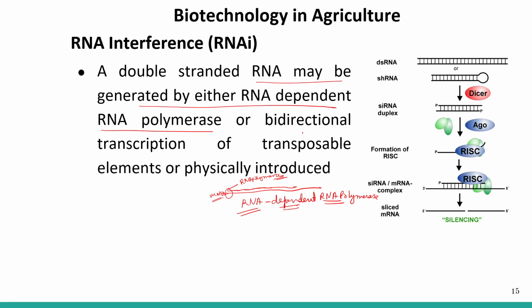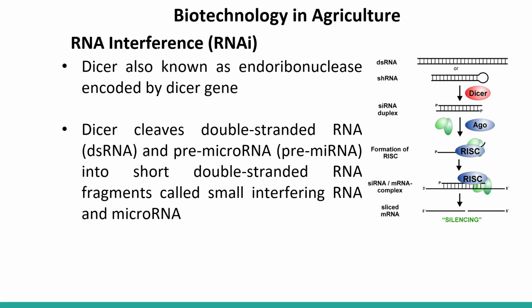Or it can be generated by bidirectional transcription of the transposable elements, or physically introduced. Sometimes it is also exogenously introduced. So like this, the double-stranded RNA gets synthesized. Now comes the Dicer.